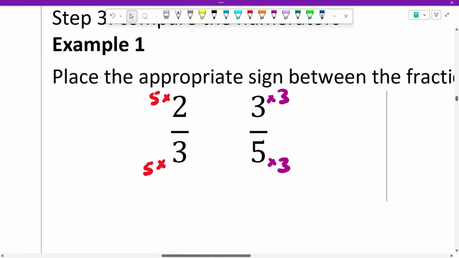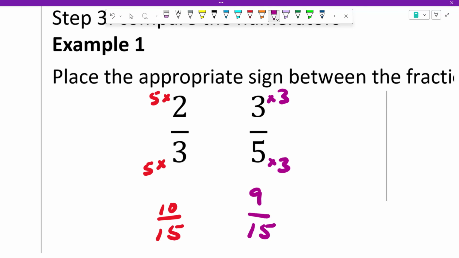So we write out our new fractions. So we have 5 times 2, which is 10, and 5 times 3, which is 15. The other one, 3 times 3 is 9, and 5 times 3 is 15. Now that they look like this, it's much easier to compare. What's the bigger fraction? The left one or the right one? Left. So we go 2 over 3 is bigger. That's it.